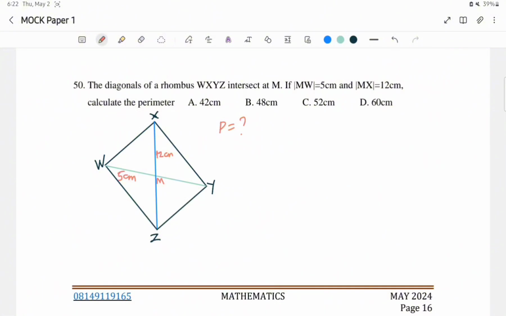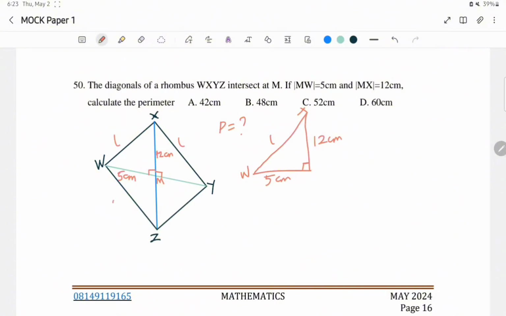Well, one of the properties of a rhombus that you should know is that the diagonals are not the same. They are not equal, but they bisect each other, and they bisect each other at 90 degrees. That means the angle here is 90, the angle here is 90, the remaining 2 angles are also 90. So we can see straightforward that we have a right angled triangle. So if this is 5 centimeters, this is 12 centimeters, and this side WX is length L.